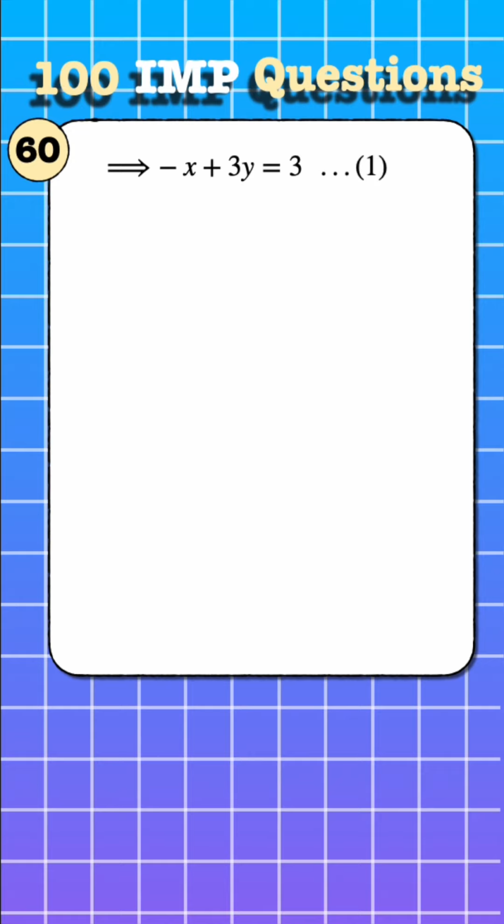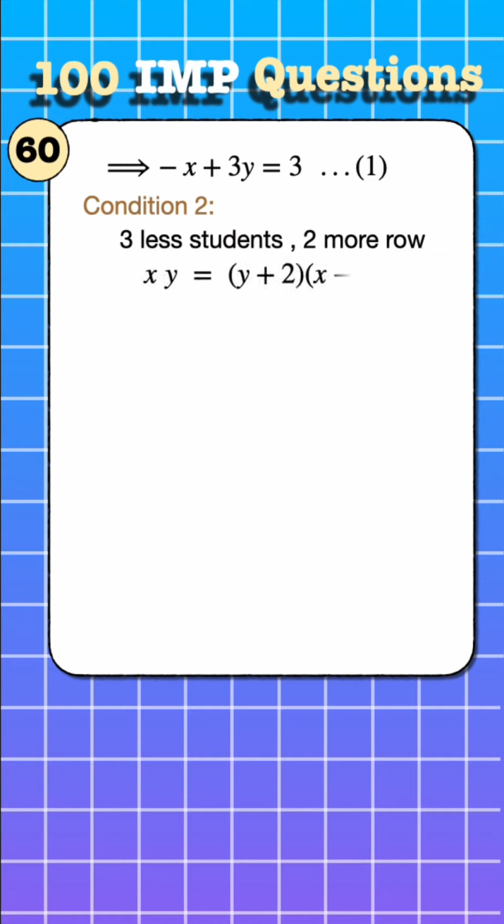Very interesting. The second condition is that if you reduce 3 students from each row, you will get 2 more rows. So again the number of students is not going to change. So xy is equal to, we have reduced the students by 3, so x minus 3 students, and we got 2 more rows, so that is y plus 2. So xy is equal to (y plus 2) into (x minus 3).